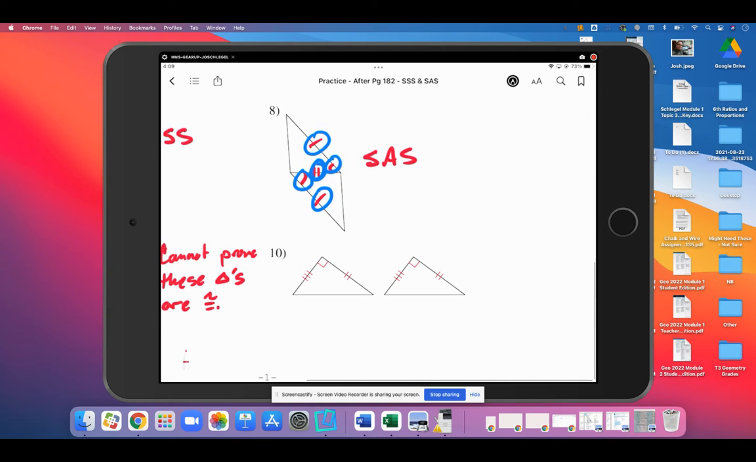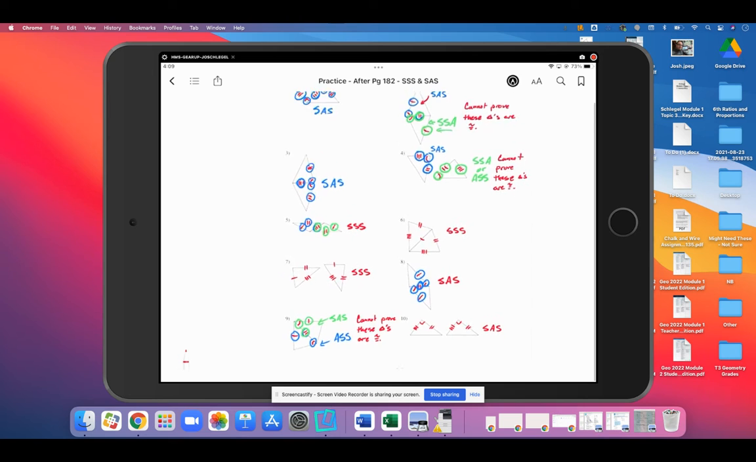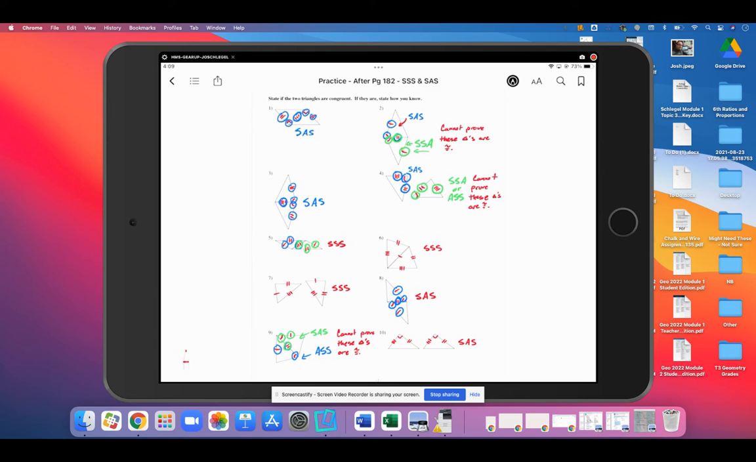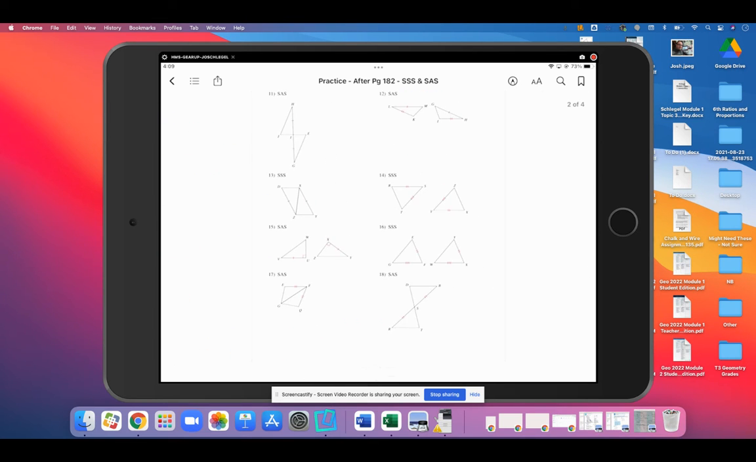Number 10, I've got a side here, an angle, and an angle, and a side. So I do have side, angle, side for this one because I have an angle trapped by a side, and the corresponding parts are congruent. That's going to be it for the first side. Moving on to the back.